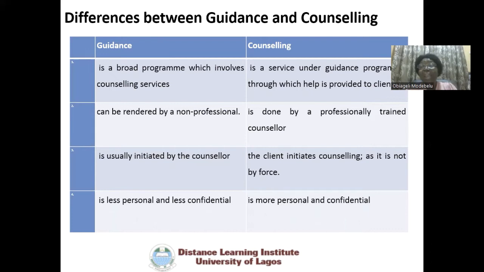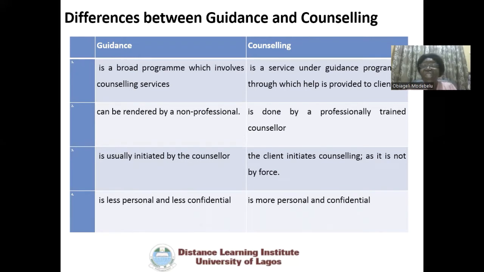Guidance can be rendered by a non-professional, as I have said. Your mother can give you guidance, your father can give you guidance, your friend can give you guidance, anybody can actually guide you to do something. Whereas counseling is done by a professionally trained counselor. So that differentiates it from what lay people do outside the professional circle of counseling.